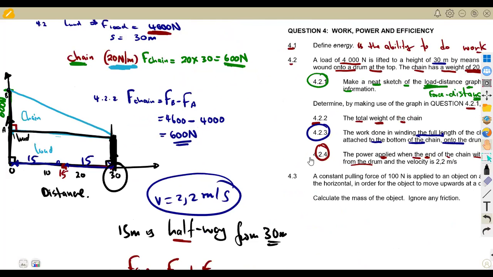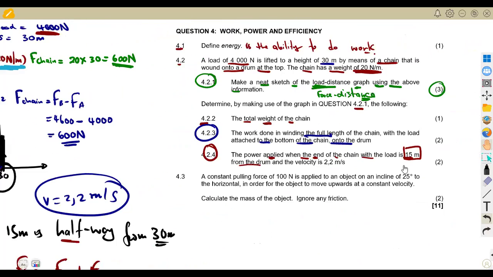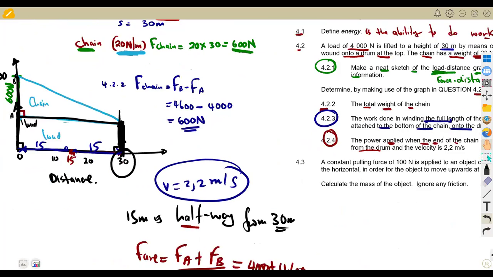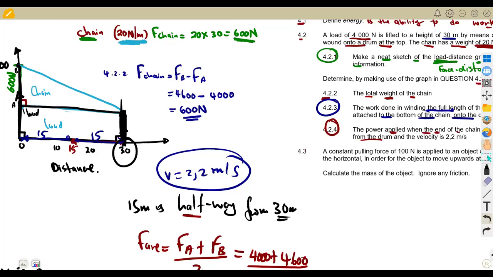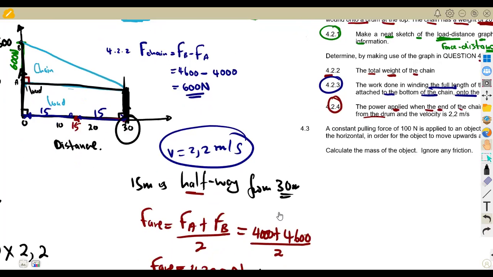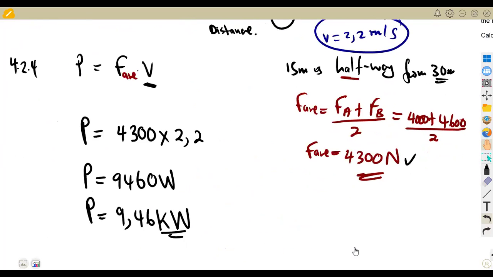They are saying it's 15 meters, and 15 meters from this point here is simply halfway. So if it is halfway, what do you do? You consider the average force on that condition. Okay, this is it.